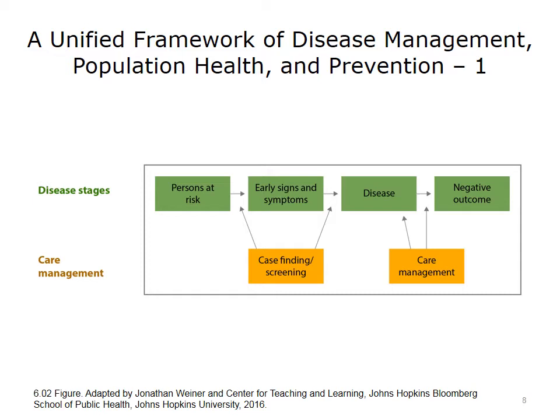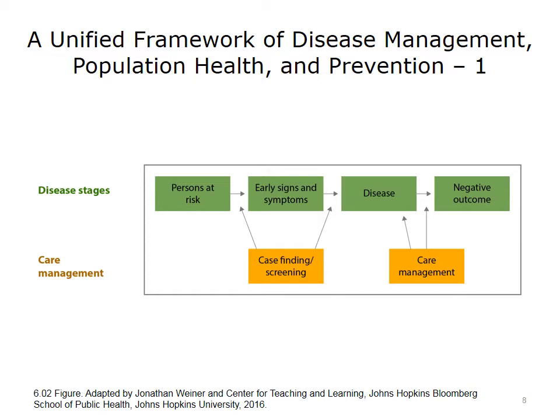Moving from the core's left to just one box to the right, a person can increase in risk and get early symptoms of disease. Let's say, for example, someone is at risk for high blood pressure and their blood pressure is slightly elevated. Or someone is at risk for diabetes and their blood sugar is slightly elevated. In that instance, the person would be going from at risk to having early symptoms.